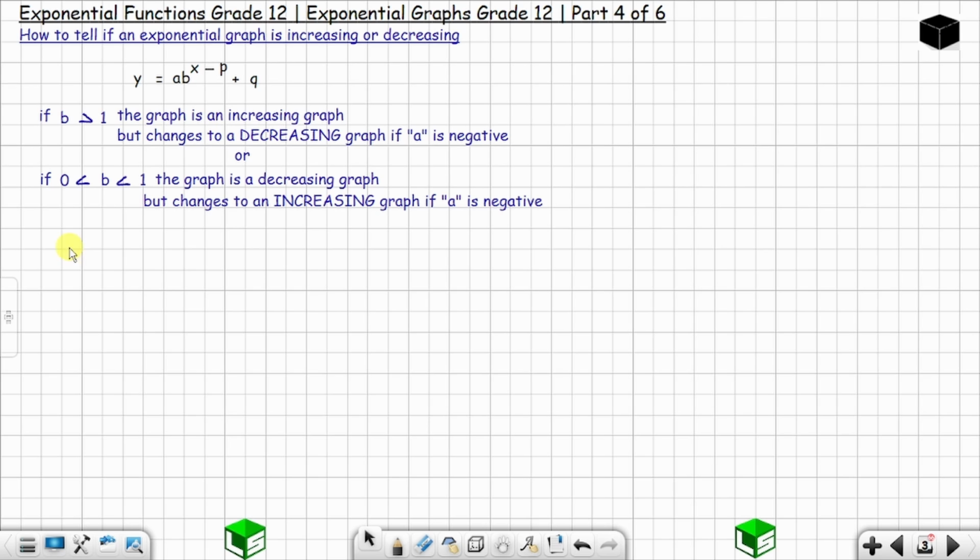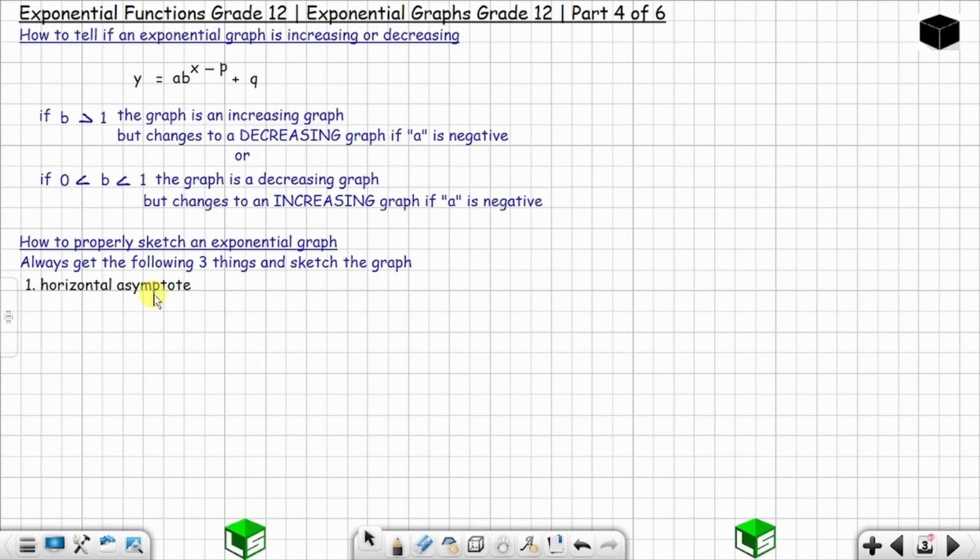Now, how to properly sketch an exponential graph? How can you sketch an exponential graph the right way? To sketch an exponential graph, always get the following 3 things and sketch the graph. If you get these 3 things, you will never go wrong. What are the 3 things? The first one is to get a horizontal asymptote. An exponential graph will always have a horizontal asymptote. And the second one is to get the y-intercept. An exponential graph will always have a y-intercept.